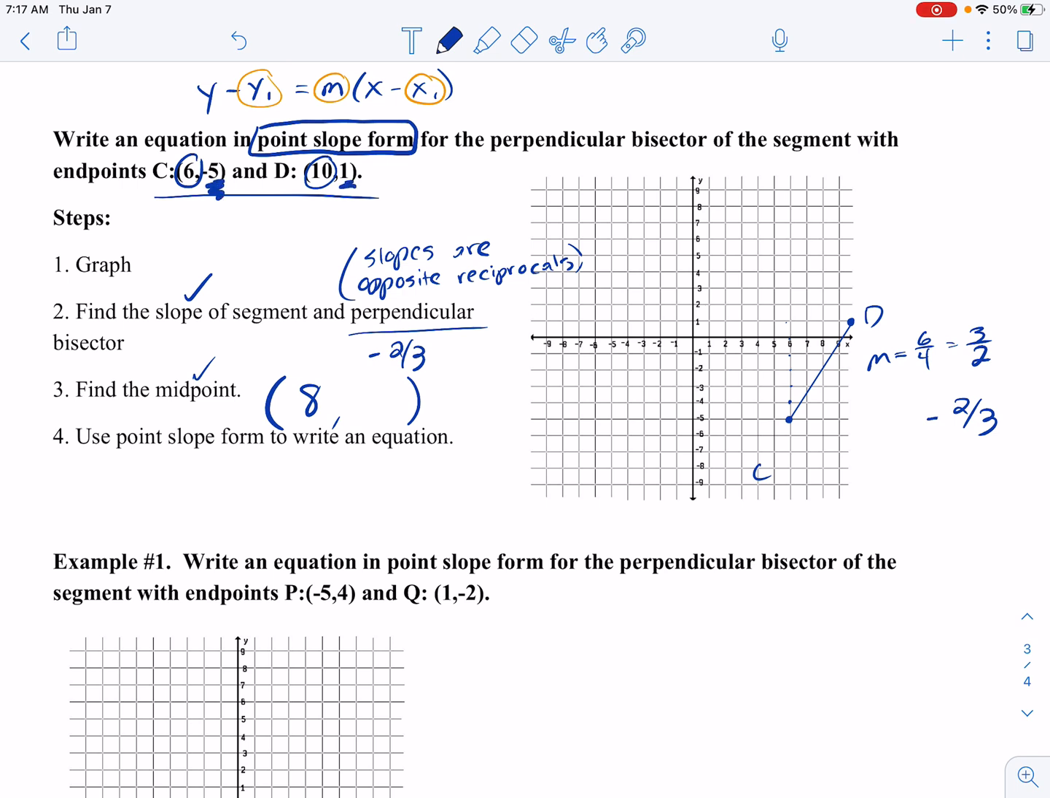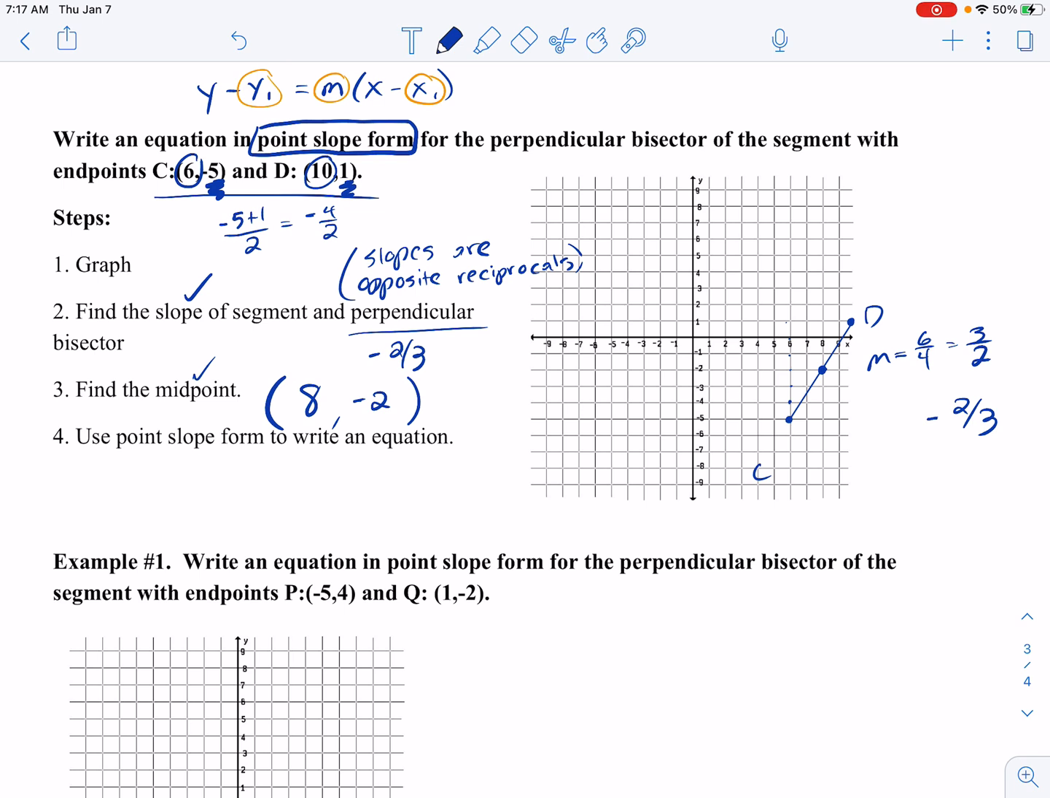-5 and +1. The point right in the middle, if it's harder for you to see because you have a negative and a positive, you could just add those two and cut it in half. Hopefully you remember seeing that formula. -4/2 gets us -2. So 8, -2, yep, that looks like it's right in the middle.